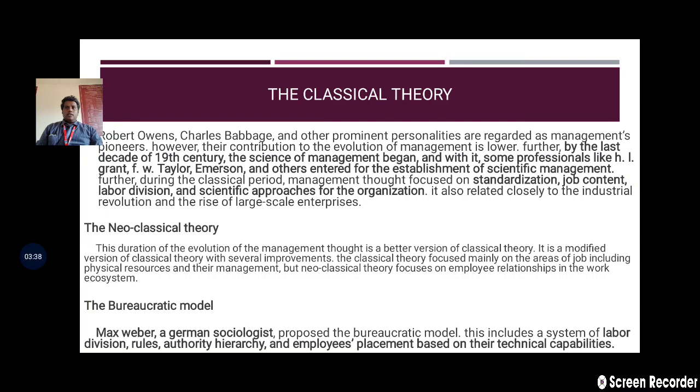And the neoclassical theory. The neoclassical theory is a better version of the classical theory. The classical theory focused mainly on the areas of the job, including physical resources and their management. But the neoclassical theory focuses on employee relationships in the work ecosystem. And the next one is the bureaucratic model. The bureaucratic model was first proposed by Max Weber, a German sociologist. This includes a system of division of labor, rules, authority, hierarchy, and employees' placement based on their technical capabilities.